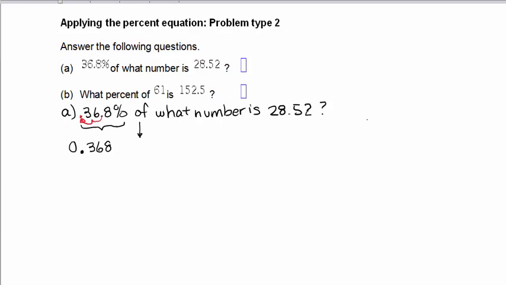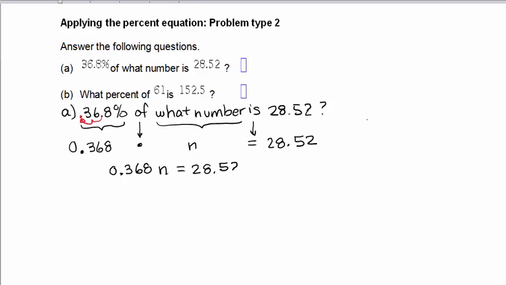Of means times, right? What number, that's our variable, so I'm going to call that n, is means equals 28.52. Okay, so there's our algebraic equation: 0.368n equals 28.52. This is no different from solving for any other variable.